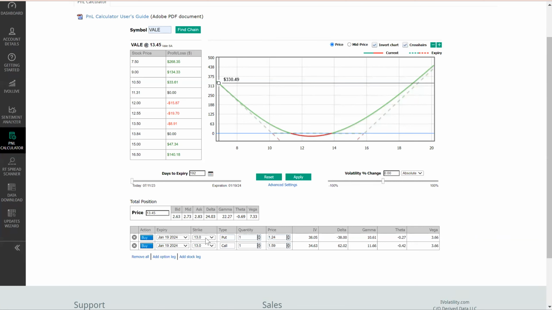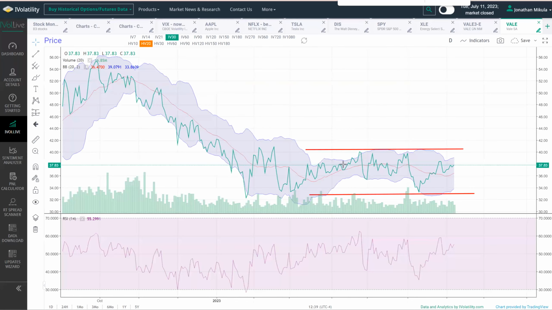So in this case, what we're saying is, hey, we're betting that Vale will go below 13, and we're willing to spend $1.24 for that. Here we're saying, we're predicting that Vale will go above 13 a share, and we're willing to pay $1.59. So the reason why I chose a straddle is Vale is trading in a consolidating pattern. That's what we saw here. The IVX is consolidating. So it's going to break either up or down. We don't know exactly which, but it will break up or down.